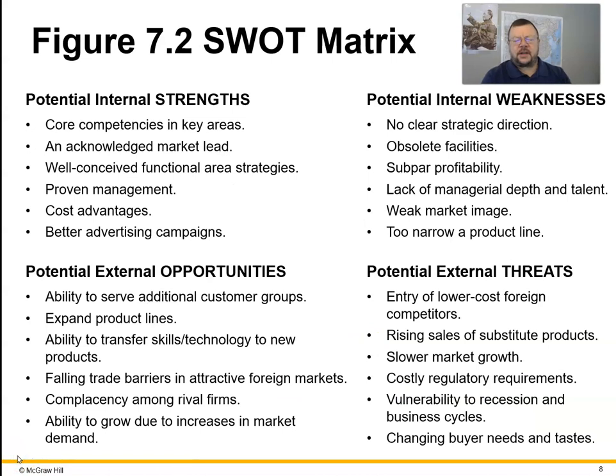From your textbook in Chapter 7, we have an example of a SWOT analysis. They're calling it the SWOT matrix. These are examples; SWOT is going to vary from each organization. SWOT analysis is done at an organization level, and it varies from organization to organization. So anyway, these are examples, some potential internal strengths.